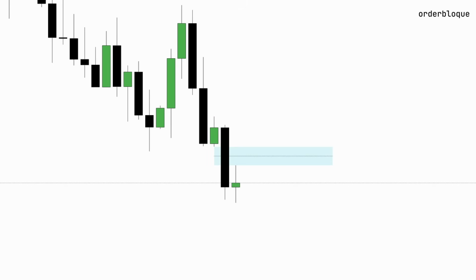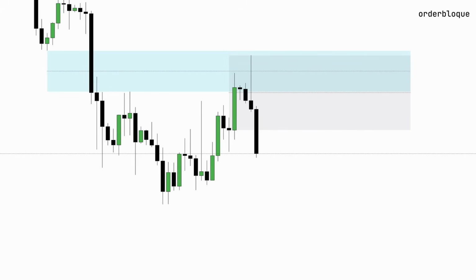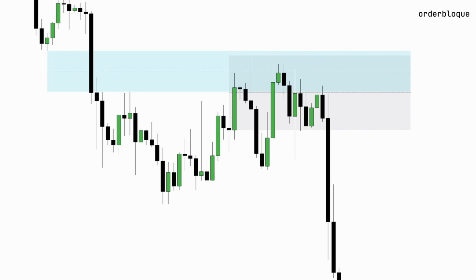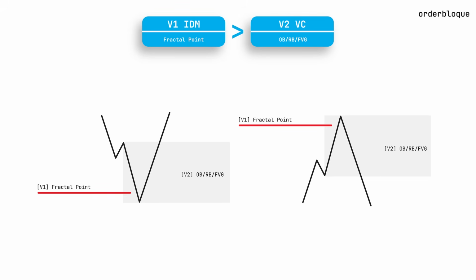A similar example, a daily bearish fair value gap zone. The 4-hour volume confirmation is in the form of an order block. After a deep test, the movement continues. The second logical element is variable 1 inducement, greater than variable 2 volume confirmation.